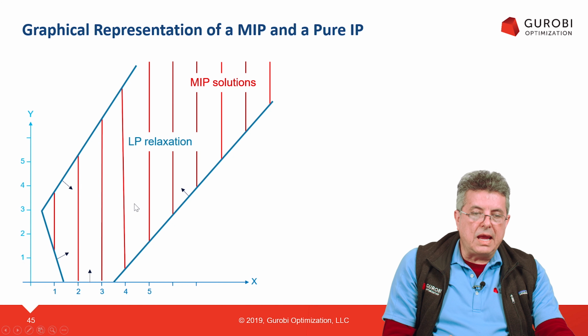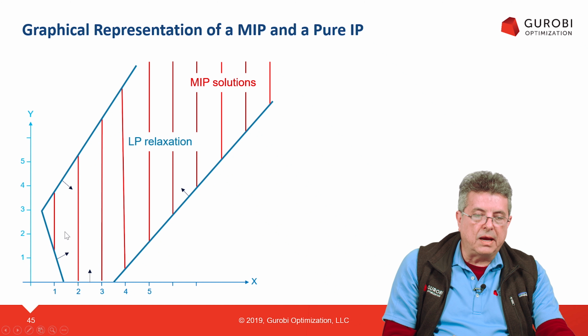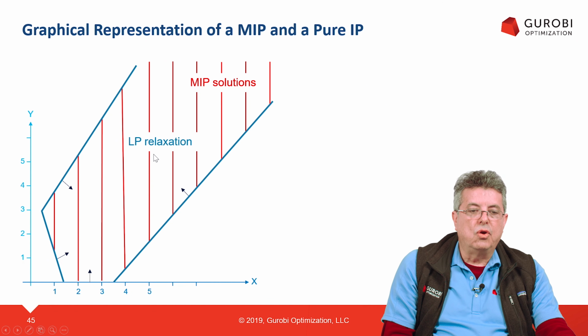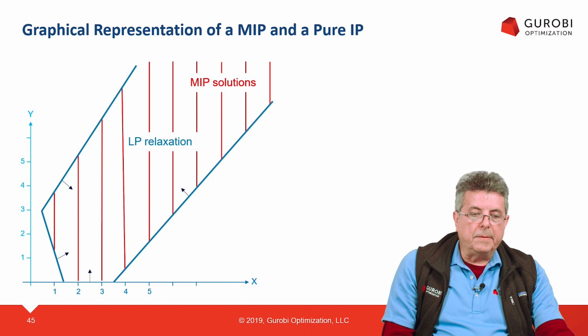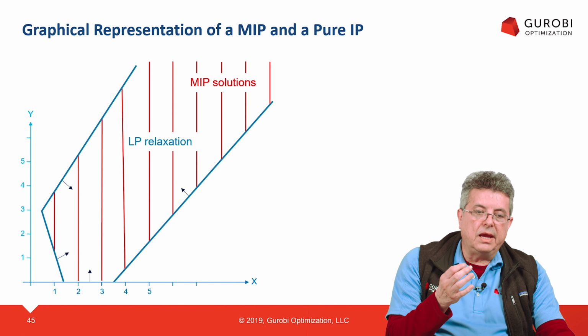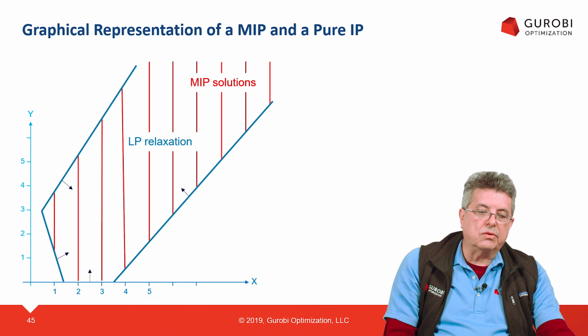So if we take the LP relaxation of this problem defined by these constraints that we have here, any solution that we have here in this polyhedron will be a feasible solution for the LP relaxation. And the LP relaxation means that we are relaxing the constraint that requires that the x variable be integer.